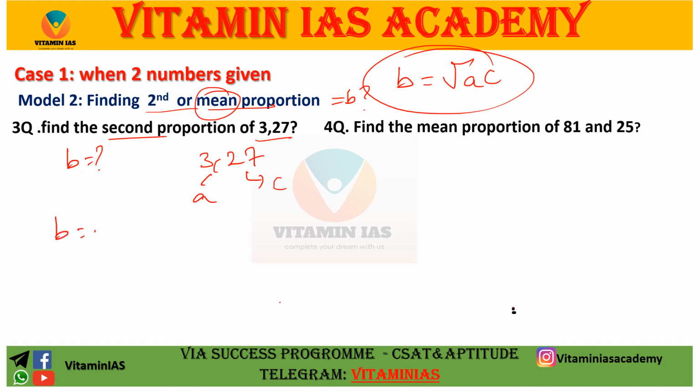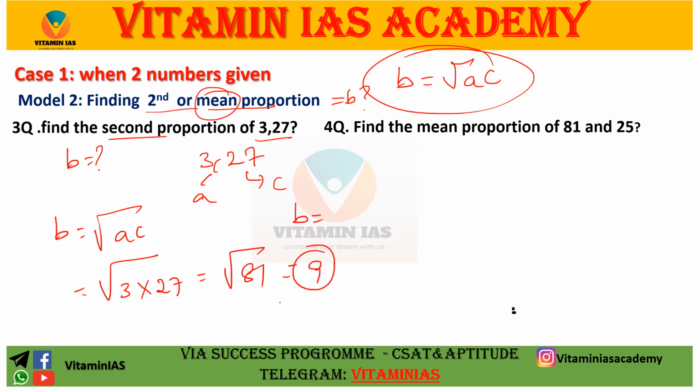Here B is equal to how much? Root AC. A and C, 3 and 27, so root of 81, and root of 81 is equal to 9. So B is equal to 9 will be the answer. In the same way, please try 81, 25.